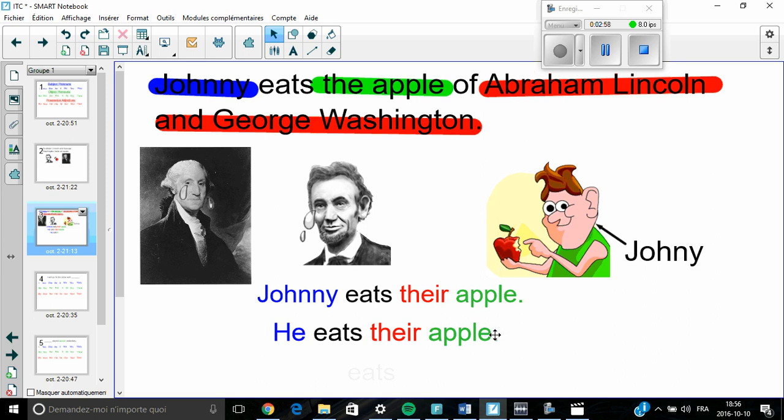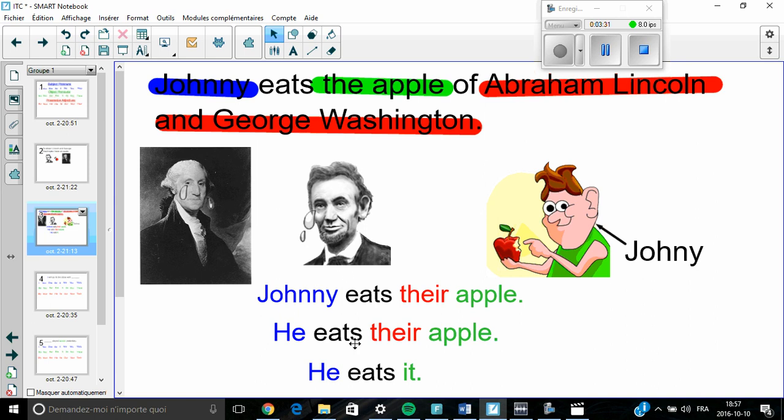Can you think of a way to make it even shorter? I can think of one. So here, let's imagine that George Washington asks Abraham Lincoln, "Hey, Abraham, do you know where is our apple?" And Abraham Lincoln then answers, "Well, I think that he eats it. Johnny right there, he eats it."